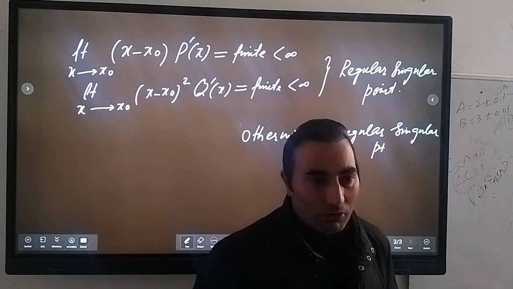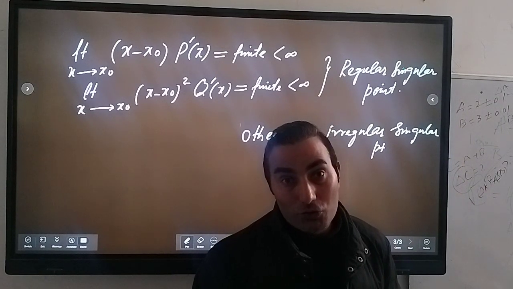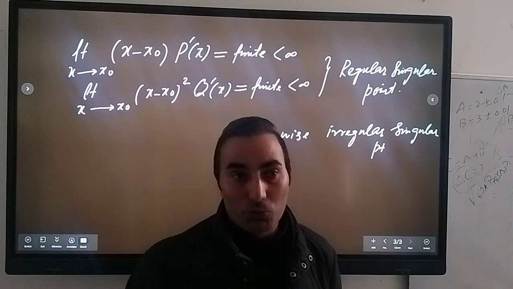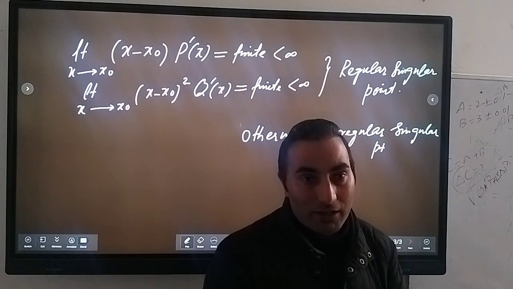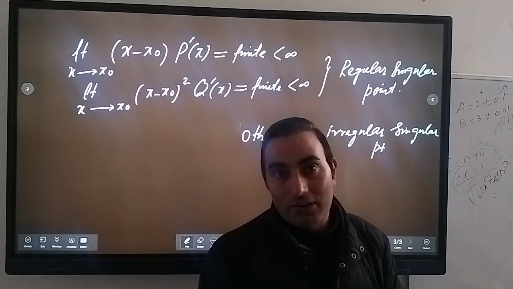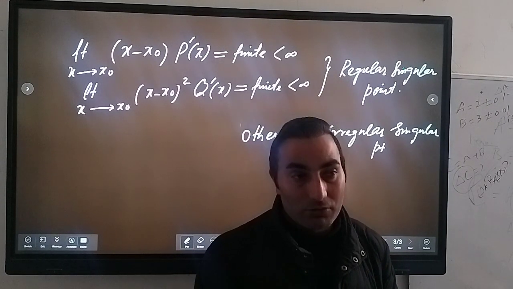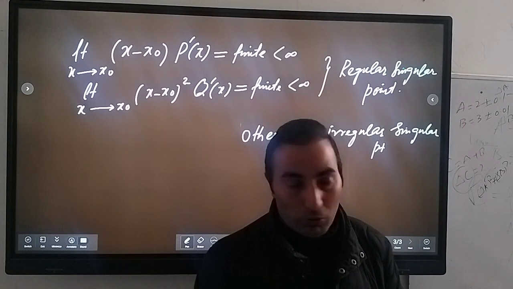So if we have some differential equation, first of all we need to check whether the coefficient of the second derivative, if you put it equal to zero, vanishes or not. So we need to check that. That means we need to check whether the point is an ordinary point or a singular point, right?